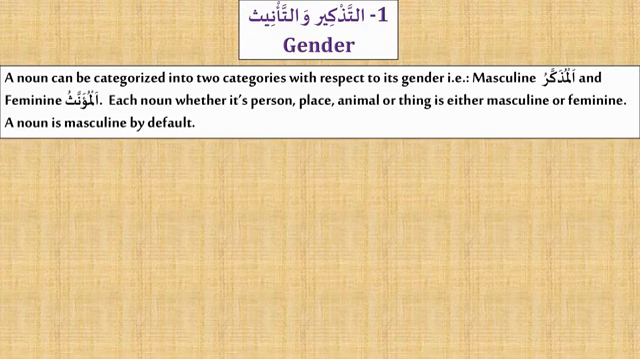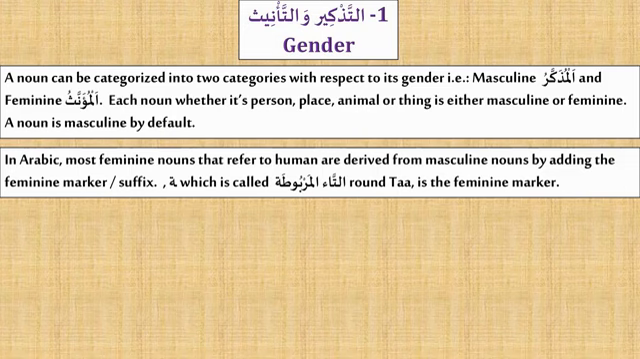In Arabic, most feminine nouns that refer to human are derived from masculine nouns by adding the feminine marker suffix ta, which is called at-ta al-marbuta, round ta, or closed ta, is the feminine marker. Now let's give examples. How to change masculine noun to a feminine noun.